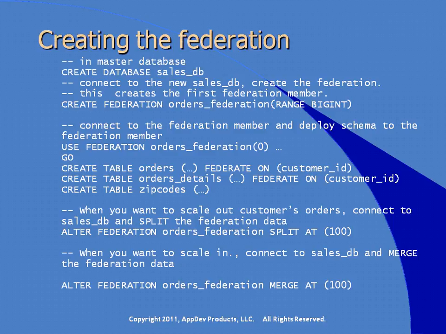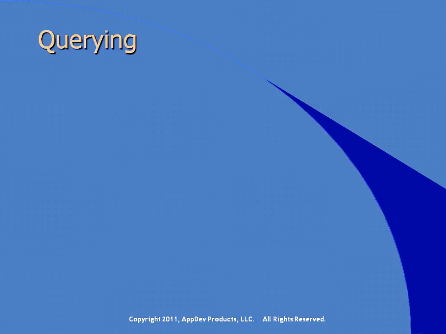Another one of the key concepts with federation is that you can split and merge. In other words, you can say alter federation and the federation name split at 100. Or you can say alter federation and federation name merge at 100. This allows you to split and merge your federation, determine your federation sizes. Once you have created your federation and your federation tables and determined what you're federating on, this then has an impact on how you query.